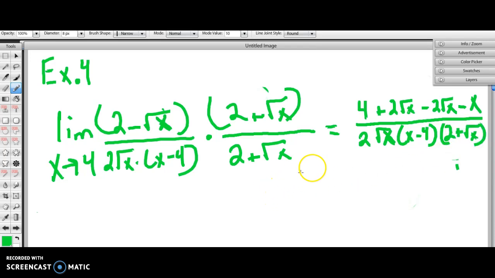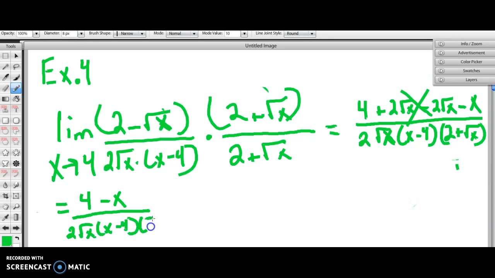And usually you don't have to FOIL the bottom because one of these factors is going to cross out. So let's see what we have at the top. I have 2 square root of x minus 2 square root of x, so we know that that is going to cancel. So I'm going to get 4 minus x divided by 2 square root of x times x minus 4 times 2 plus square root of x, equals, so I have x minus 4. How do I invert this? I just factor out a negative, and then the 4 is going to become a negative.